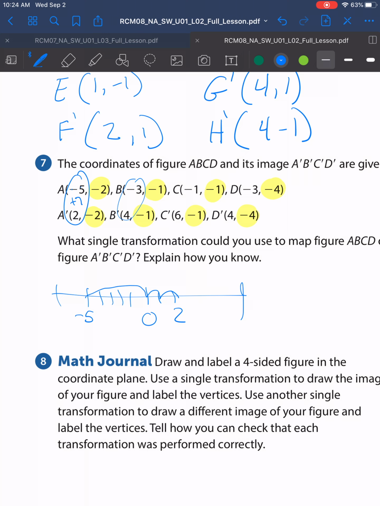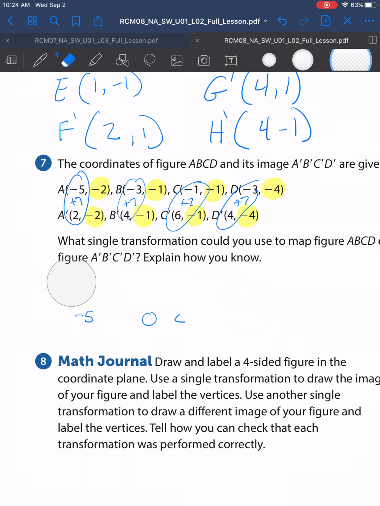Is that change constant? Yes. So each of these goes up 7, up 7, up 7. So I know that it's going up 7, okay? Or I guess not up 7. It could be translating to the right. The x-coordinates of ABCD prime are all 7 units greater than the corresponding x-coordinates. The corresponding y-coordinates stay the same. So I think it is a translation.